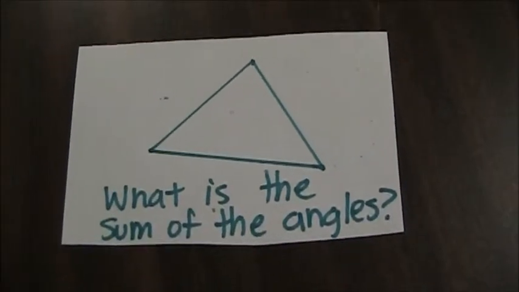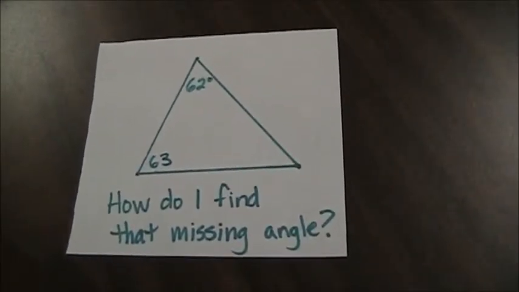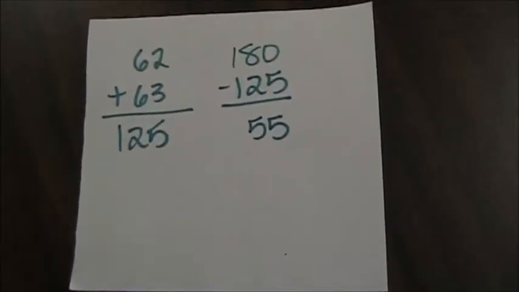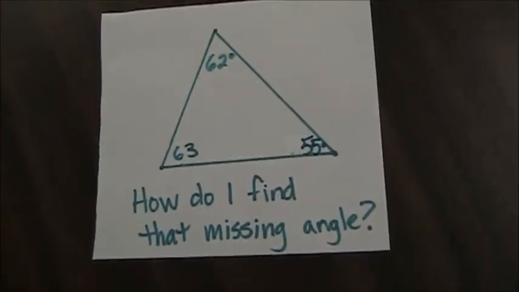What is the sum of the angles? 180! How do I find that missing angle? Well, you add the two angles that are there. Bam. Then you subtract their sum from 180. Bam. And that's the missing angle. Bam.